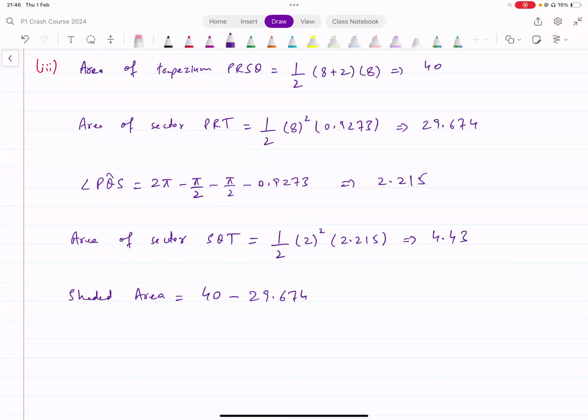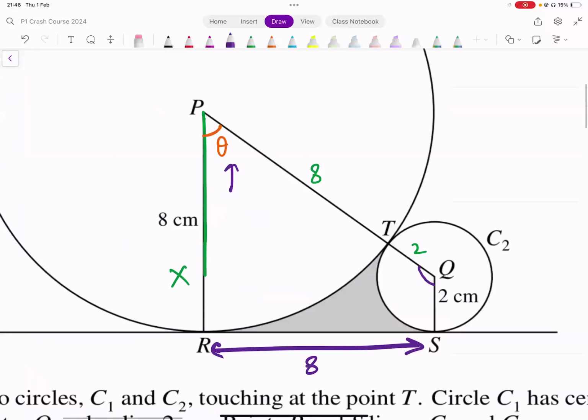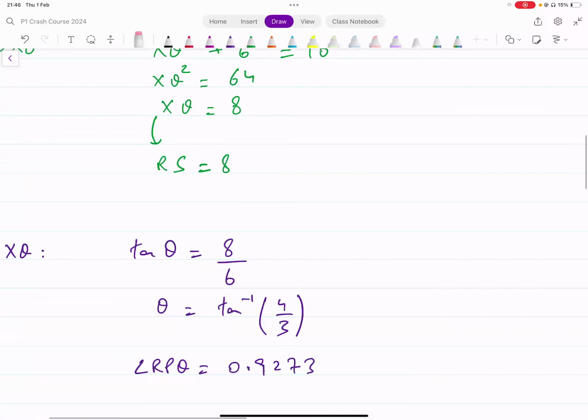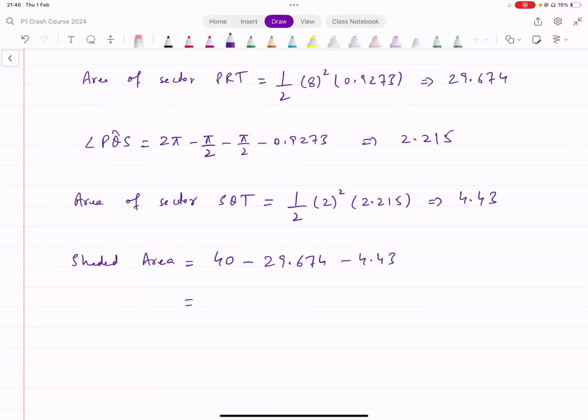Okay, all right. So now all you have to do is subtract from trapezium the areas of those two sectors, so minus 29.674 and minus 4.43. And that should give you the shaded area. So from that complete trapezium, we are basically subtracting these two sectors. Okay. So what do we get from this now? 40 minus 29.674 minus 4.43, that you're saying is 5.896. We could round it off to 5.90 because that's our final answer now. This is the shaded area that we were looking for.